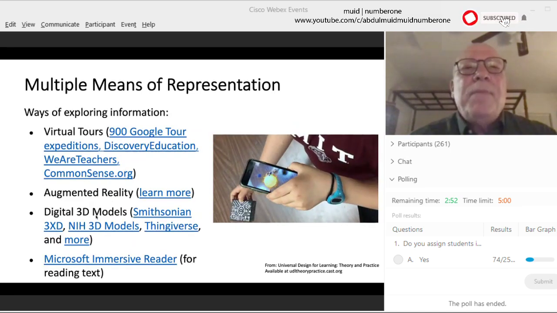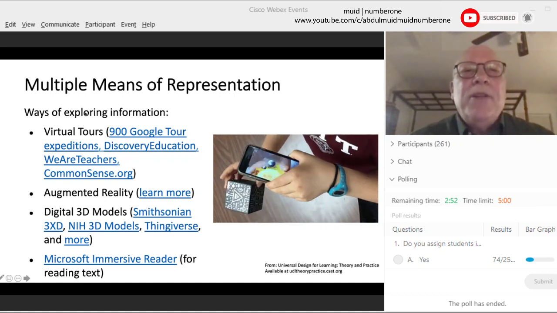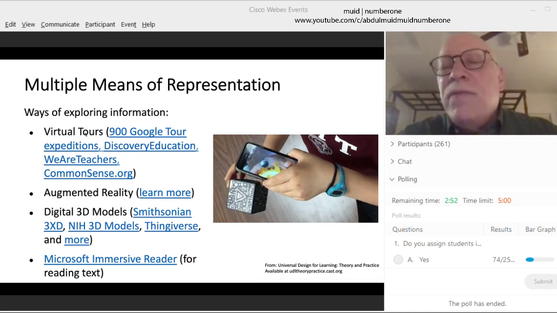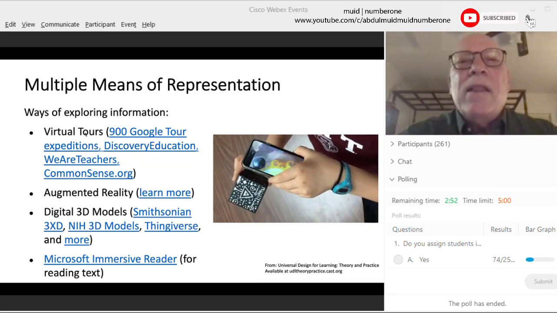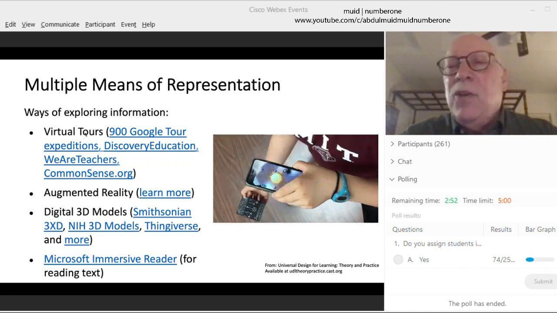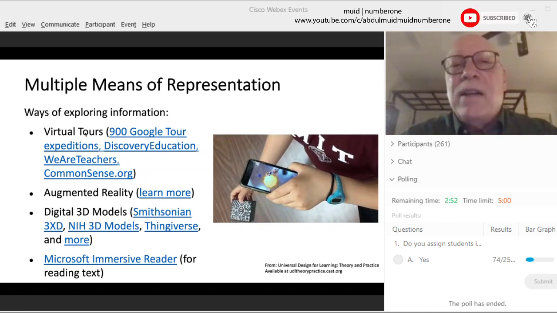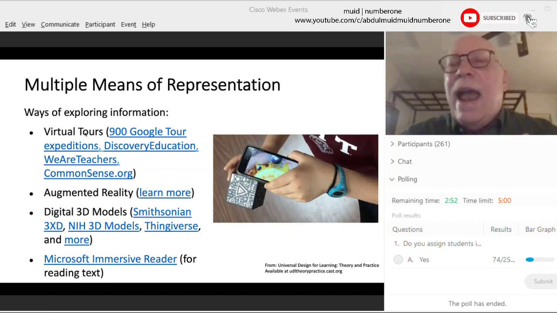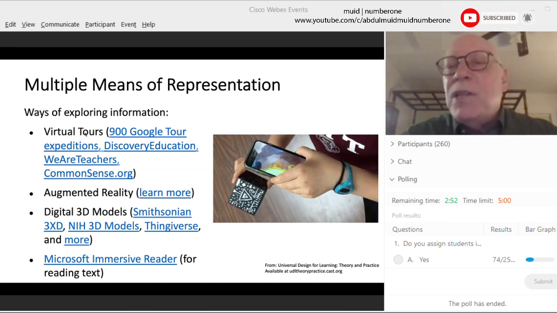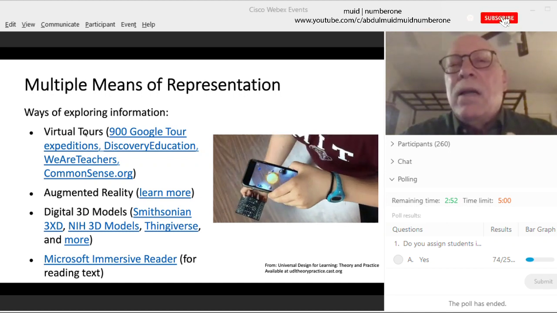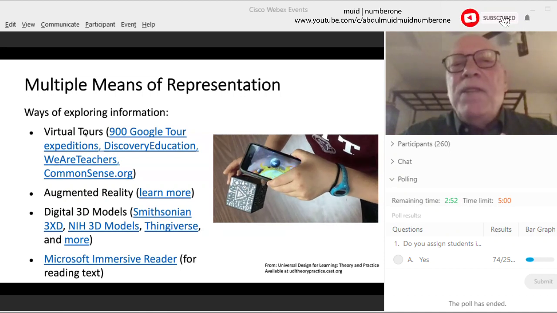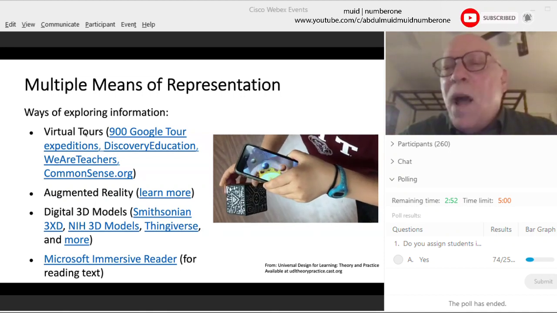So other multiple means of representation, ways of exploring information. Oh, virtual tours. Oh my gosh, there are so many wonderful virtual tours out there. Now, there are 900 Google Tour expeditions that you can take. Oh, these are just lots of fun. Discovery Education has some. We Are Teachers, commonsense.org. Every major museum in the world, the British Museum, the Smithsonian, the Prado in Spain, all of these museums have virtual tours, and they're wonderful.